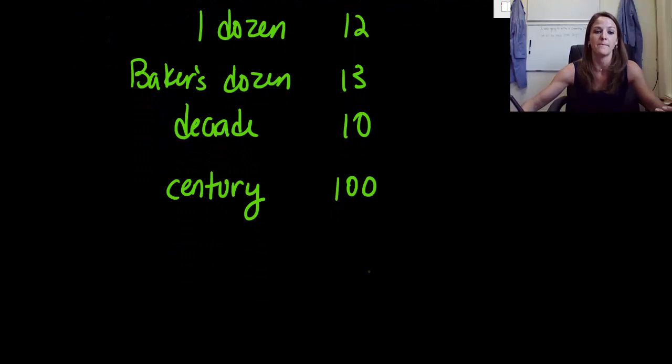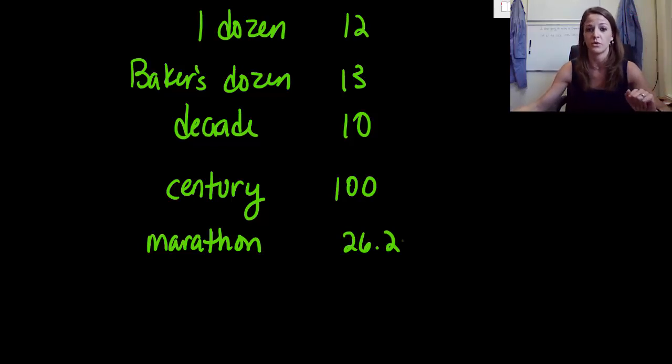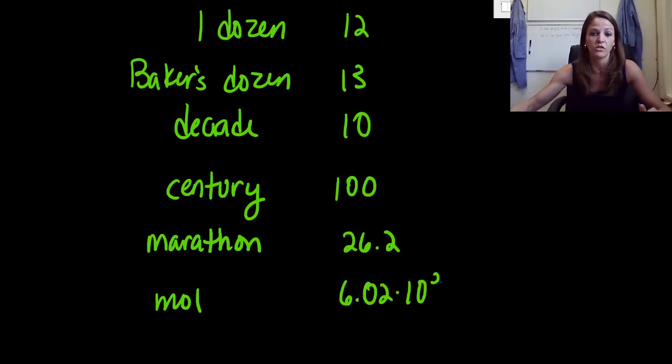And then we could say a marathon. We have crazy people out there who run marathons. I don't know how you do that, people. Props to you. That's 26.2 miles. Or we could say we have a mole. And now I hope when you hear the word mole, you go, oh, that would be 6.02 times 10 to the 23rd things, objects, whatever it is we're talking about.